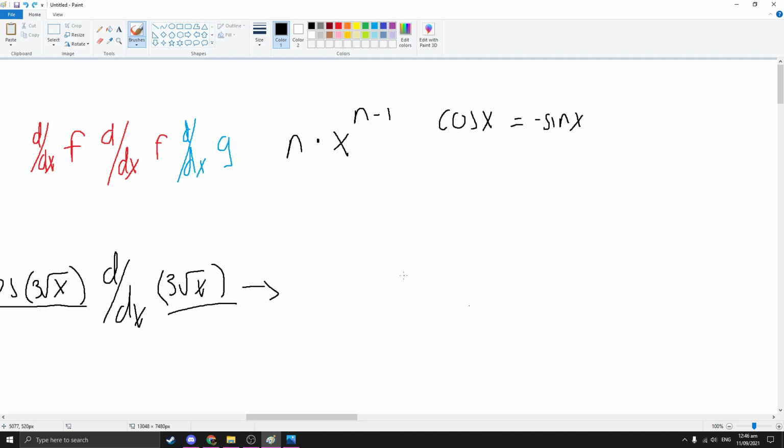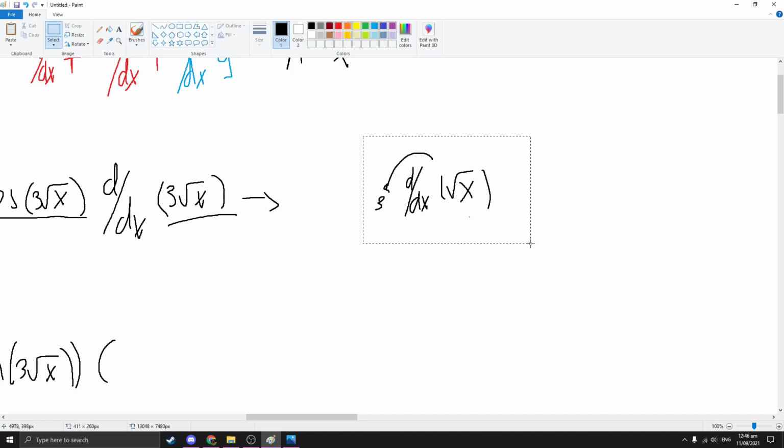Meron tayong diniscuss dun sa derivative of rational function with trigonometric functions: pag kinuha natin yung derivative na may constant, may coefficient rather, move natin siya dito sa harap. So magiging 3 times the derivative of square root of x. So yun yung diniscuss natin kanina.